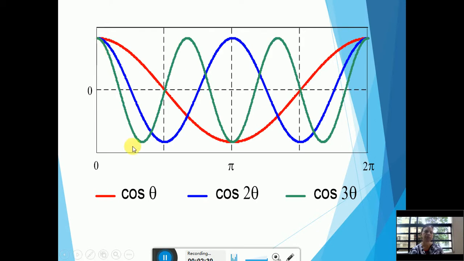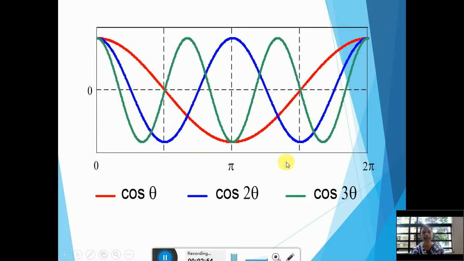Cos 0 is 1. This is cos pi by 2, cos 90 degrees. So cos 0 is 1. Cos 90 is 0. Cos pi is minus 1 for the red one. Then cos 3 pi by 2 is again 0. Cos n pi by 2 is 0 for odd n. And cos 2 pi is plus 1, so it goes back to 1.